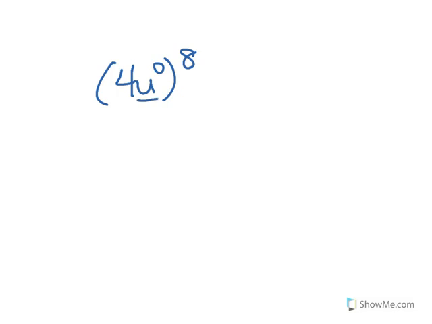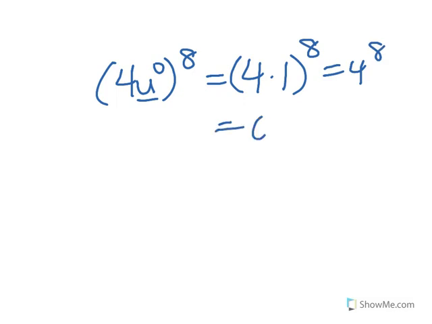We assume that u is not 0. If u is 0, this is undefined. But if u is not 0, then u to the 0 is 1. So what you have here is 4 times 1 to the 8th power, which of course is 4 to the 8th power, which is 65,536.